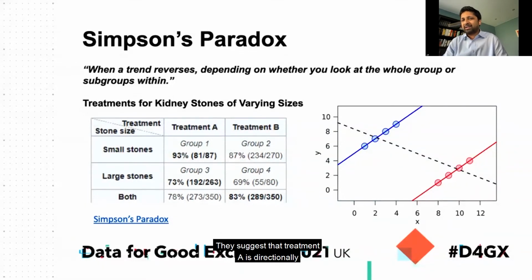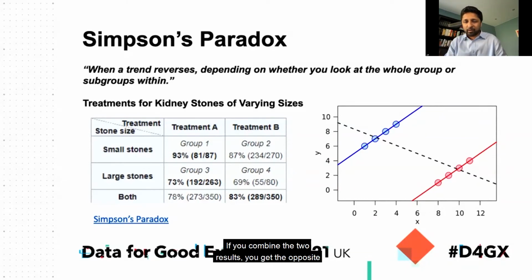They suggest that treatment A is directionally probably better for small stones and large stones, right? It seems to hold for both. But then let's step back a little bit, combine the data, and think about which treatment works better. It's the same data, it's just aggregated differently, right?